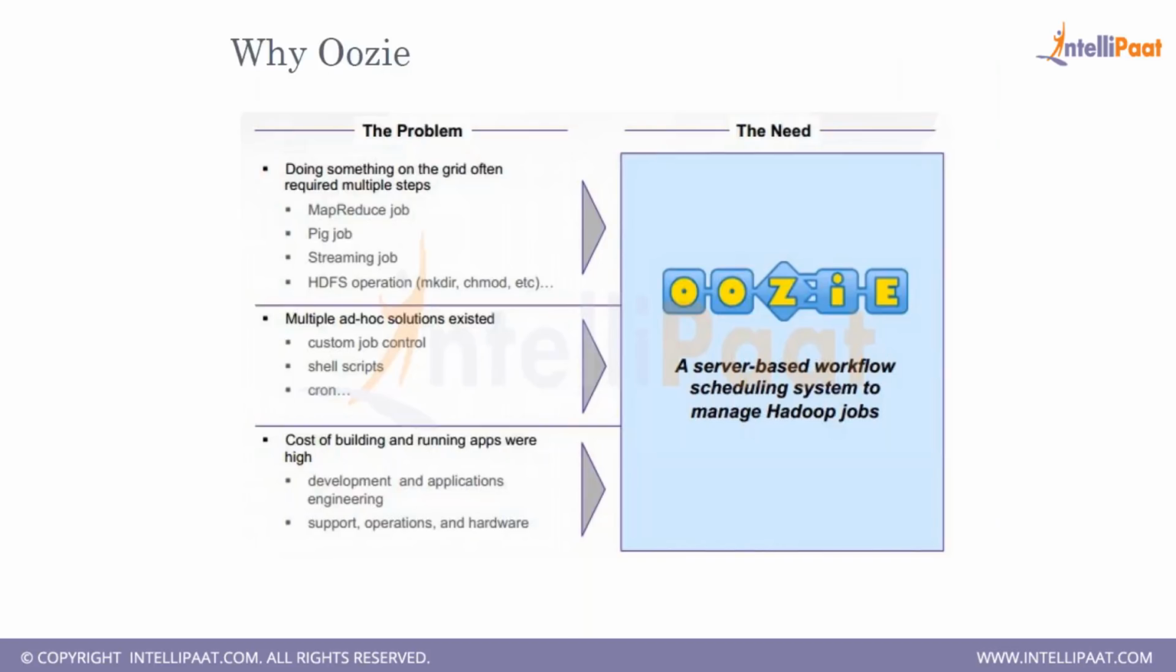I'm quite sure that you could have worked on some scheduler like Control M, for example, which schedules jobs. So there are two things you can do with Oozie. Like Autosys or Control M, one thing you can do with Oozie is say, hey, I need to schedule a job and it has to run at a particular time. Oozie can do that for you.